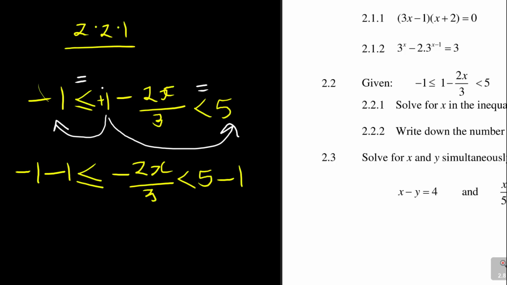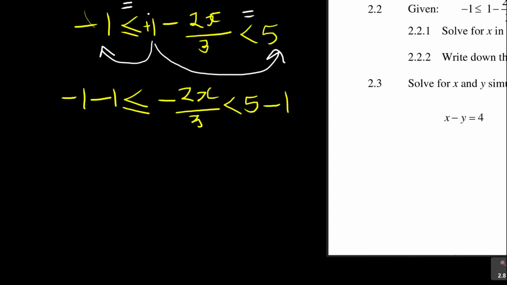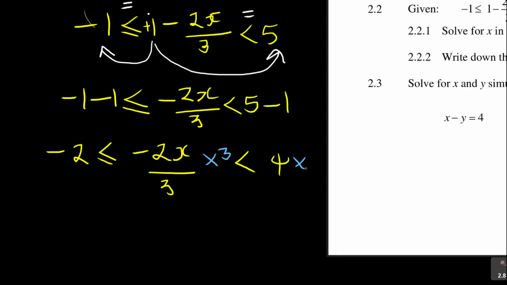Are you with me, guys? Then you simplify this to become minus 1 minus 1 is negative 2, which is less than or equal to minus 2x over 3, which is less than or equal to 4. What do you do next? You don't want that 3. You multiply by 3, multiply by 3, each and every part.